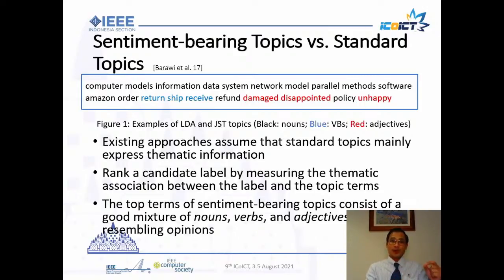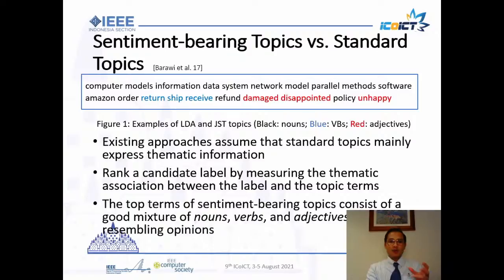So for example, as you can see here, on top is the normal topic model: computer, models, information, data, system, network, model, parallel, method, software. These are all topics. And the second one is the sentiment bearing topic model. So you can see here, we have Amazon, order, return, ship, received, refund, damage, disappointed, policy, and happy. In the first one, the normal topic model, we don't know about the sentiment of it. We only know about the topics. So just mainly thematic information.